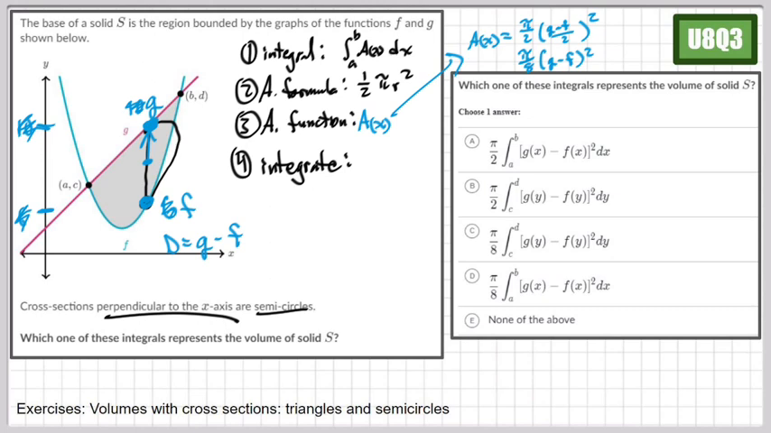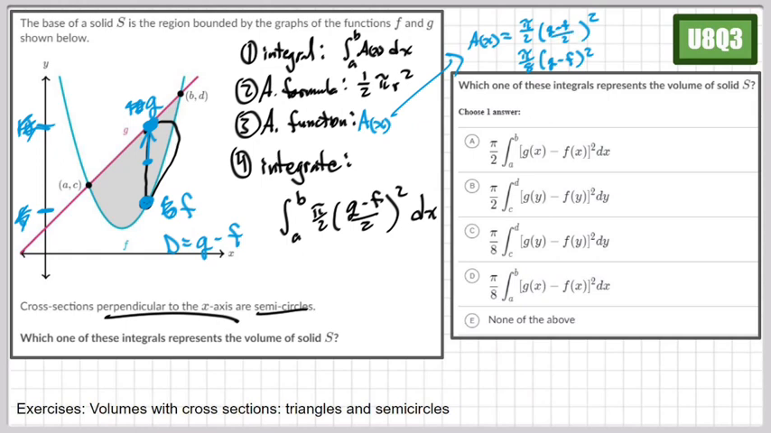So let's set up the integral that we would have to integrate. That's our last step, but we don't have to solve it. So we're going to go from a to b, and our A of x is going to be pi over 2 times g minus f divided by 2 squared, with respect to x. Is our answer anywhere? D. Oh, they did it. They took out the 2 squared.